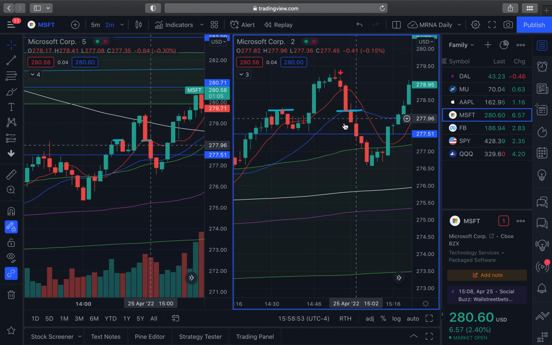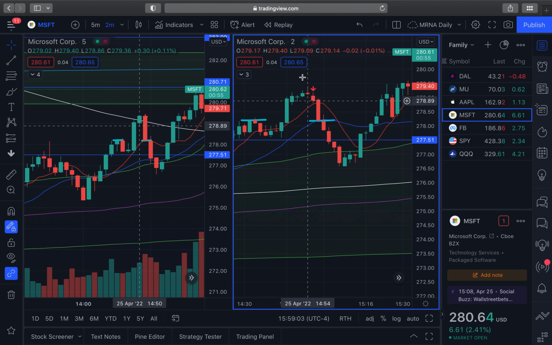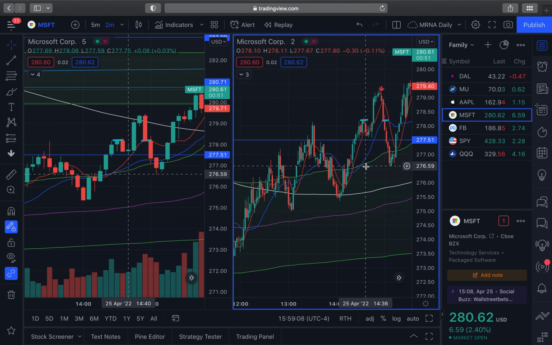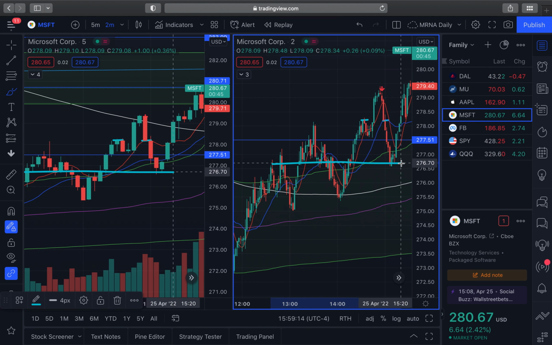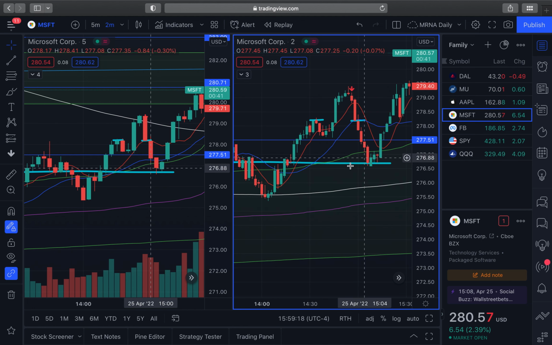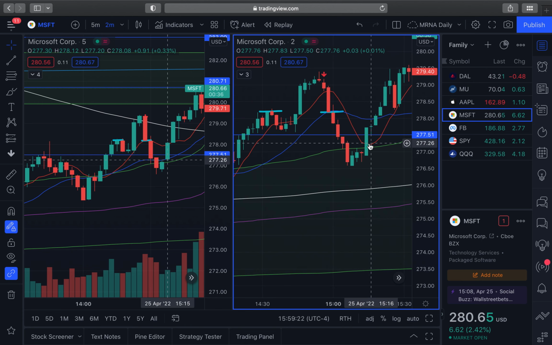Ultimately, we did get a nice entry, push back up, can't get continuation, rejects, turns into a bearish bar, closes below the 20, and we get that flush down all the way back down to this region here, where you can see once again we have demand. So those are the trades I took. If you have any questions, I'll leave them in the comments. We're looking to do the same thing tomorrow.